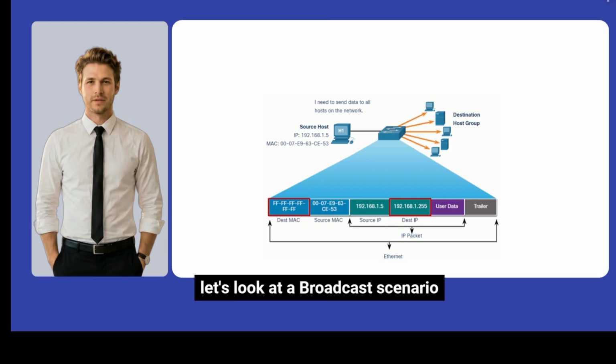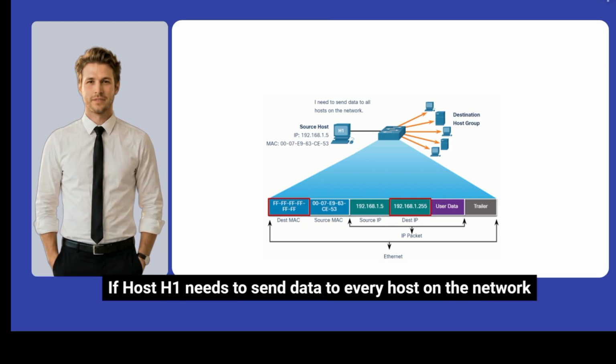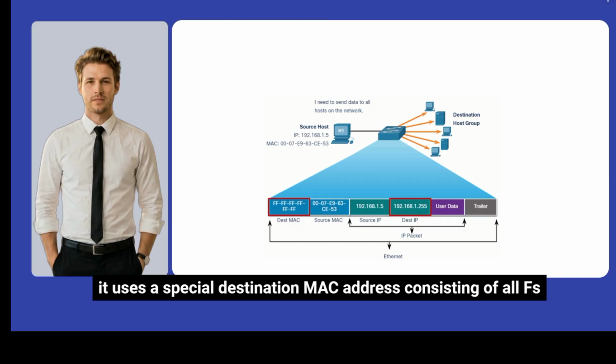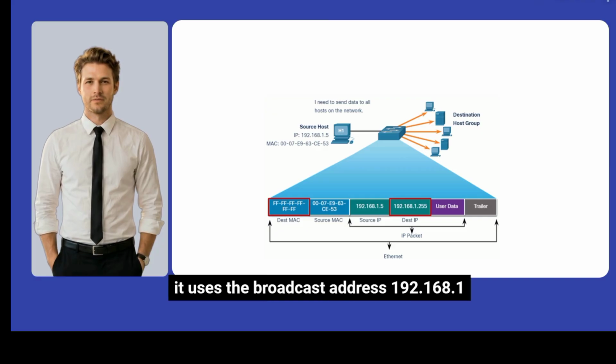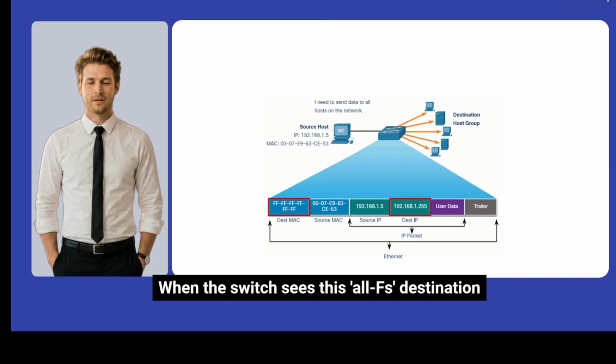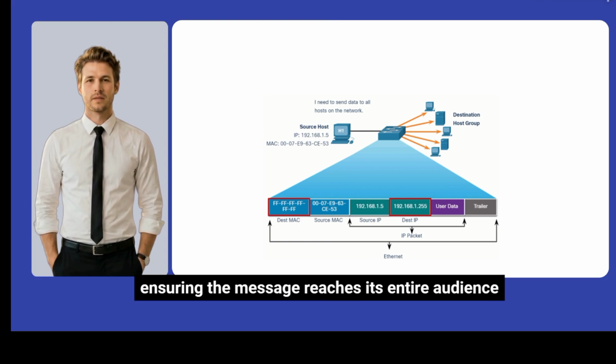Finally, let's look at a broadcast scenario. If host H1 needs to send data to every host on the network, it uses a special destination MAC address consisting of all Fs. At the IP level, it uses the broadcast address 192.168.1.255. When the switch sees this all Fs destination, it knows to duplicate the frame and deliver it to every single device connected to the network, ensuring the message reaches its entire audience.